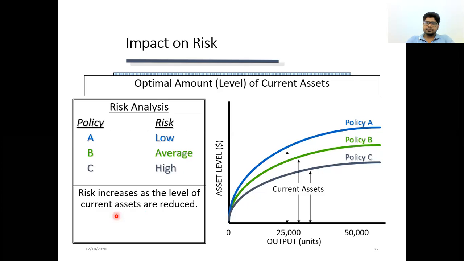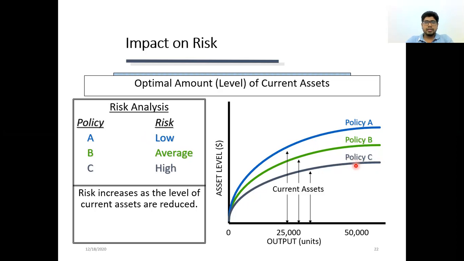And here policy A means we are keeping a high amount of working capital, then we don't have much risk. So we have enough money in our hand, we can settle everything, we have enough inventories, we are allowing more flexible credit terms to our customers, then our amount of current assets will be increased, then the risk is low.